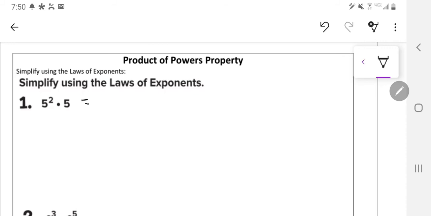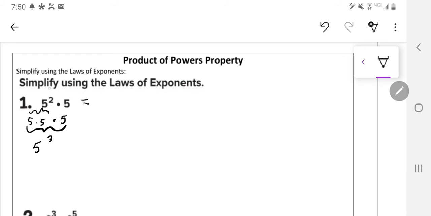All right, here we go. We got the 5 squared times 5. If we write it out in expanded notation, we get 5 times 5, that's that part, right? And then we're going to multiply it still by another 5, so altogether that's 5 to the 3rd.